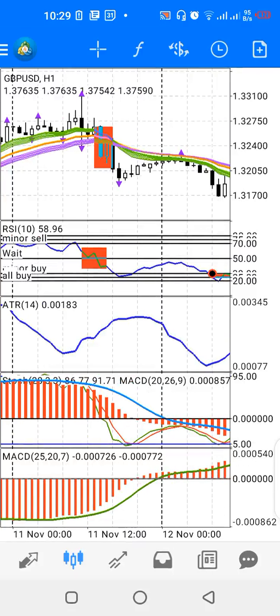indicator window 3. Now let's look at indicator window 4. You just have MACD, and the fast EMA is 25, slow EMA is 20, MACD SMA is 7. Apply to weighted close. Now the color of the main style is red. The color of the signal style is green.